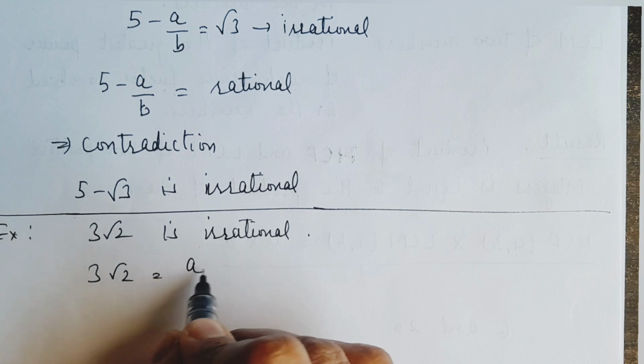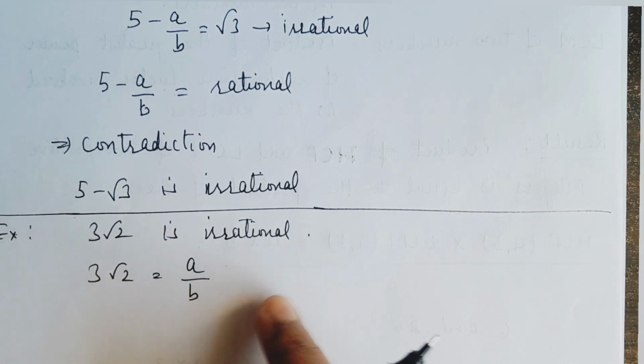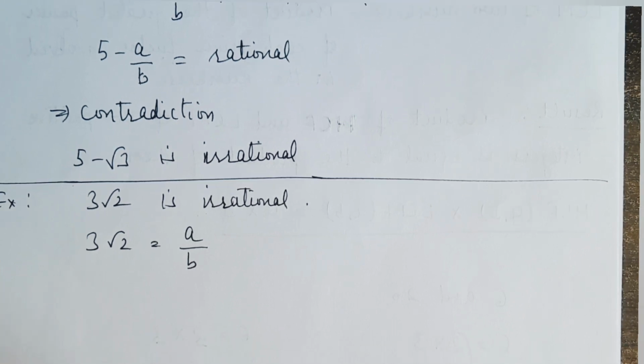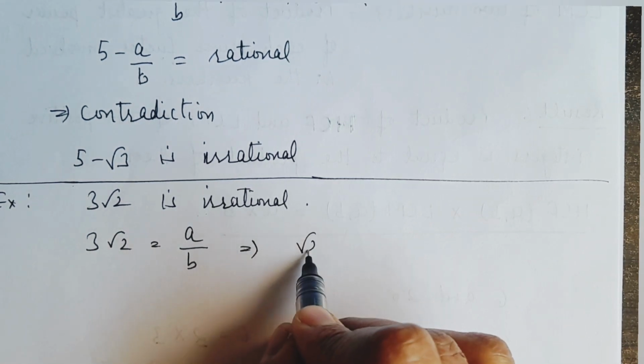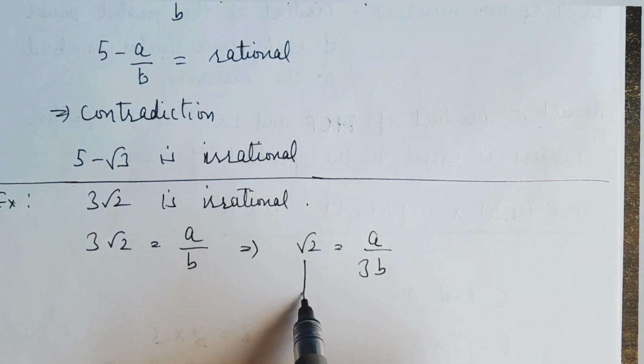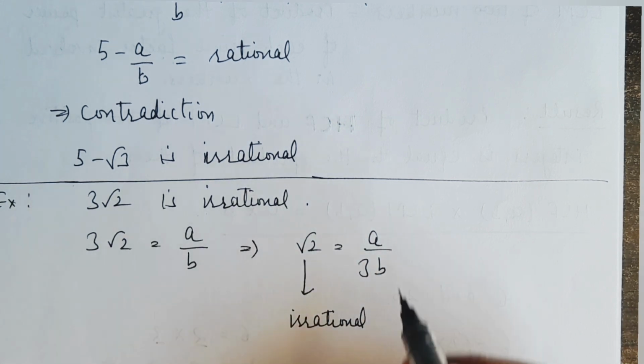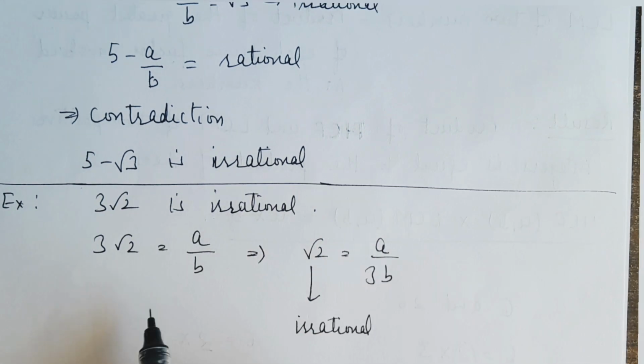Suppose this is rational. So, we will take this equal to a by b, where a and b are integers and b is non-zero. Now, what we will do here: 3 we will shift here to the denominator. √2 on one side, 3b here. Now, √2 we know that it is irrational; we have proved it earlier. Now, a by b is a rational number as we have taken here.